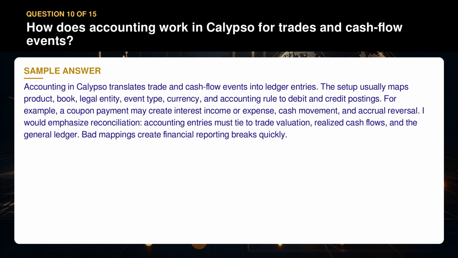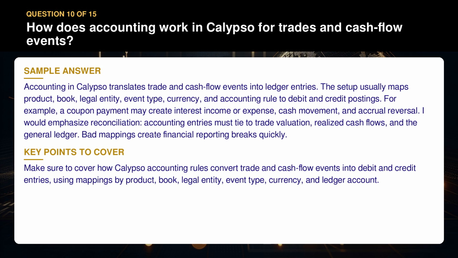I would emphasize reconciliation. Accounting entries must tie to trade valuation, realized cash flows, and the general ledger. Bad mappings create financial reporting breaks quickly. Make sure to cover how Calypso accounting rules convert trade and cash flow events into debit and credit entries using mappings by product, book, legal entity, event type, currency, and ledger account.